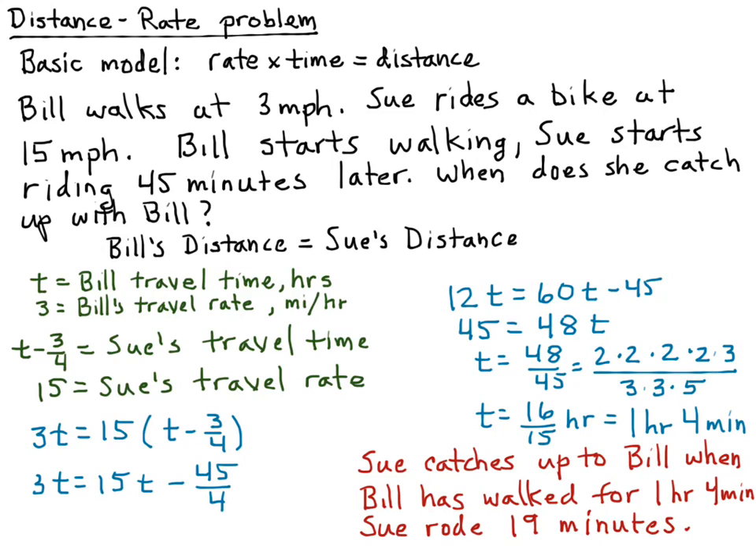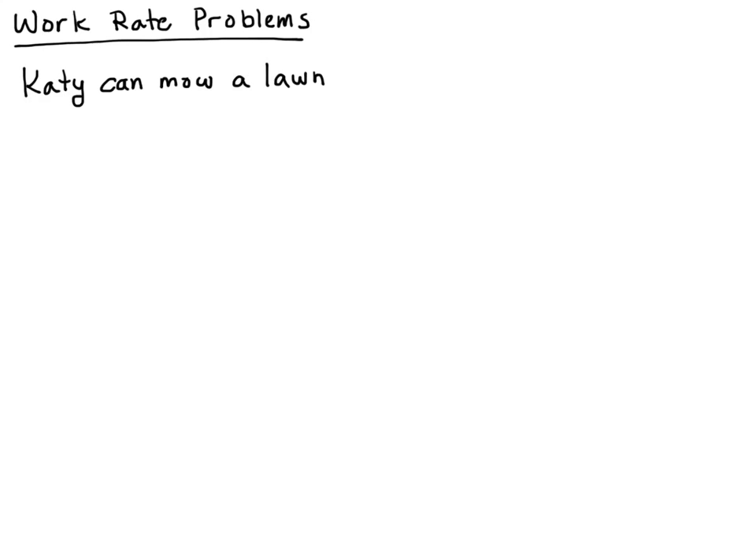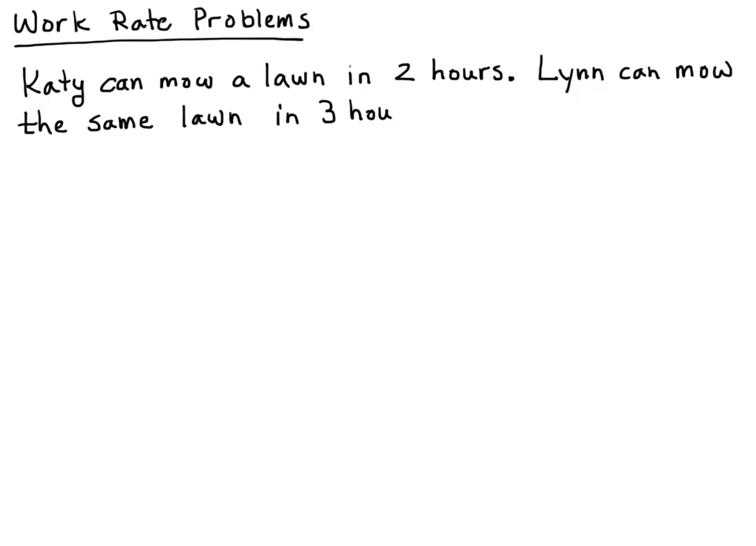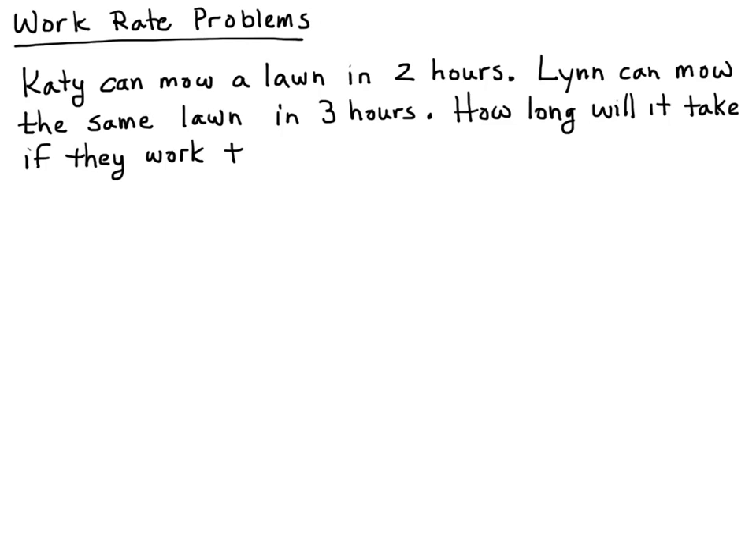Okay, so let me pause here. And what we're going to talk about now are work rate problems. Now, work rate problems are a little bit like distance problems in that we're going to have somebody who's working at a rate for a certain amount of time and they accomplish a certain amount. Now, that certain amount that they accomplish sometimes is just one, which is one job. So let's look at this case.